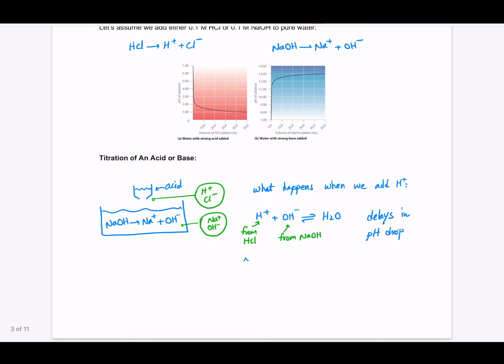So let's say if this was an acid added, and this is the pH of the sample.